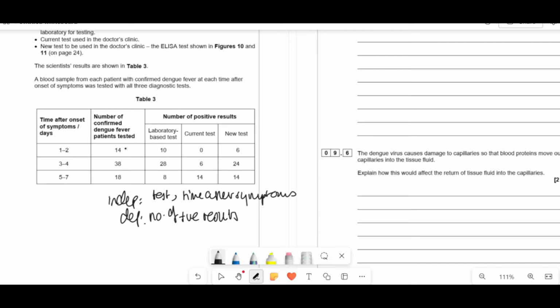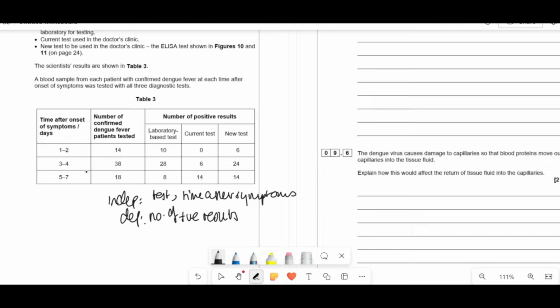So at days 1 to 2, they got 14 patients. Out of those 14, 10 were picked up by the lab test and 6 were from the new test. So that indicates that at days 1 to 2, this lab test is better than the new test. The current test was not able to get any positive diagnosis in those 14, right? So that implies that this is maybe decent at being used as early as 1 to 2 days after symptoms start.